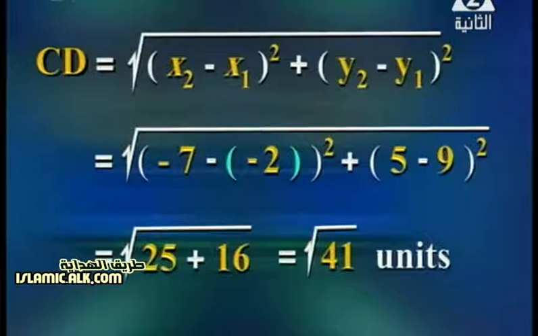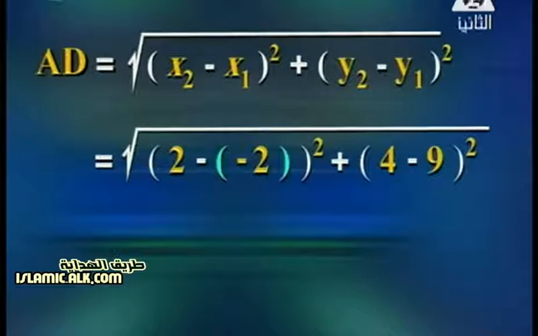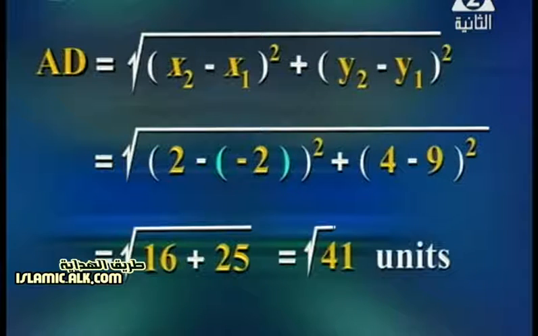What about the length of the fourth side? It is AD, which is equal to square root of (x2 minus x1) all to the power of 2 plus (y2 minus y1) all to the power of 2. By substituting, you are going to find square root of (2 minus negative 2) all to the power of 2 plus (4 minus 9) all to the power of 2, to obtain a result of square root 16 plus 25, which is equal to square root 41 units.